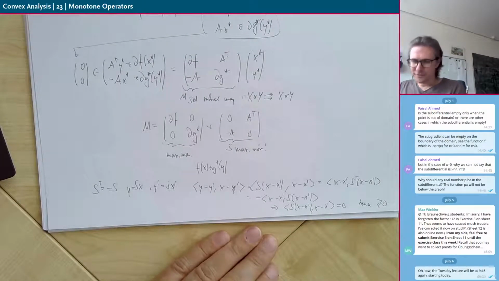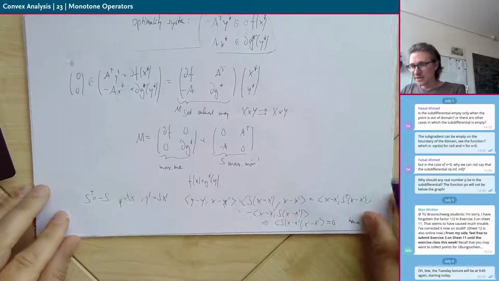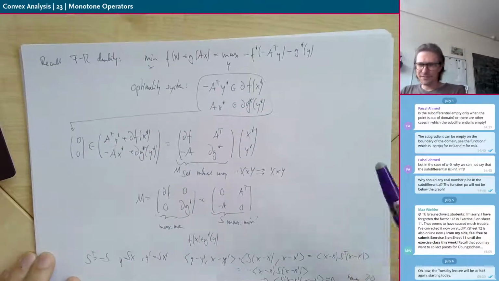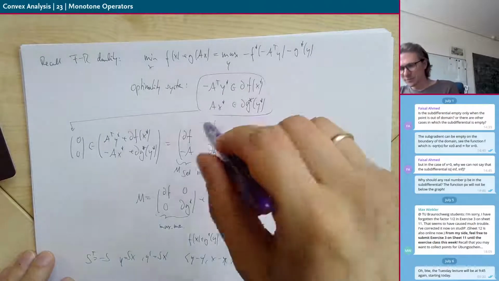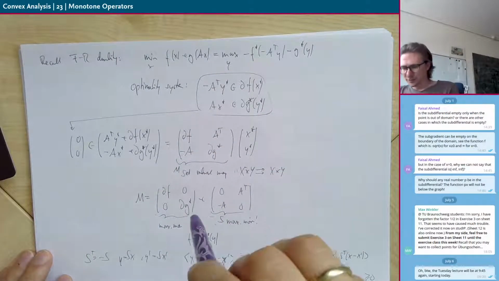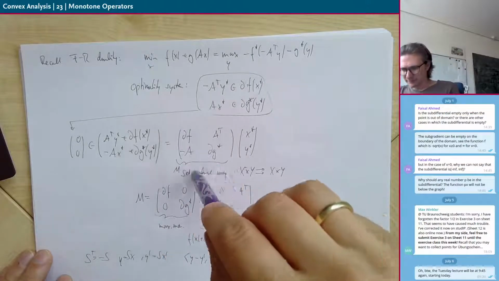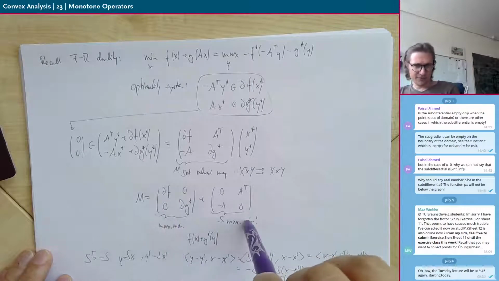So maximality follows from continuity. We'll come to that probably in the next lecture. What I want to say here is that even though this problem is now a little bit more complicated, you can formulate the optimality system as one kind of easy monotone inclusion. And the monotonicity comes from the fact that this block operator here decomposes into the sum of two maximally monotone operators.